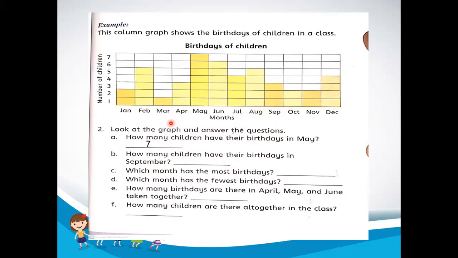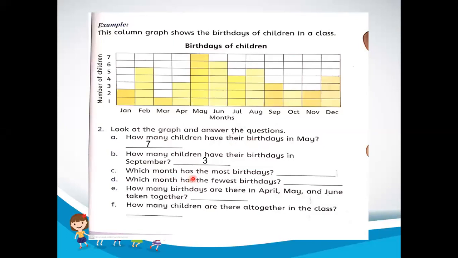Now, part B. How many children have their birthdays in September? You can see from here. How many students have their birthdays? 3. Very good, Zoha. Very good, Alia. Very nice, Mohammed, Usman. All right. See, 3 children have their birthdays in September.